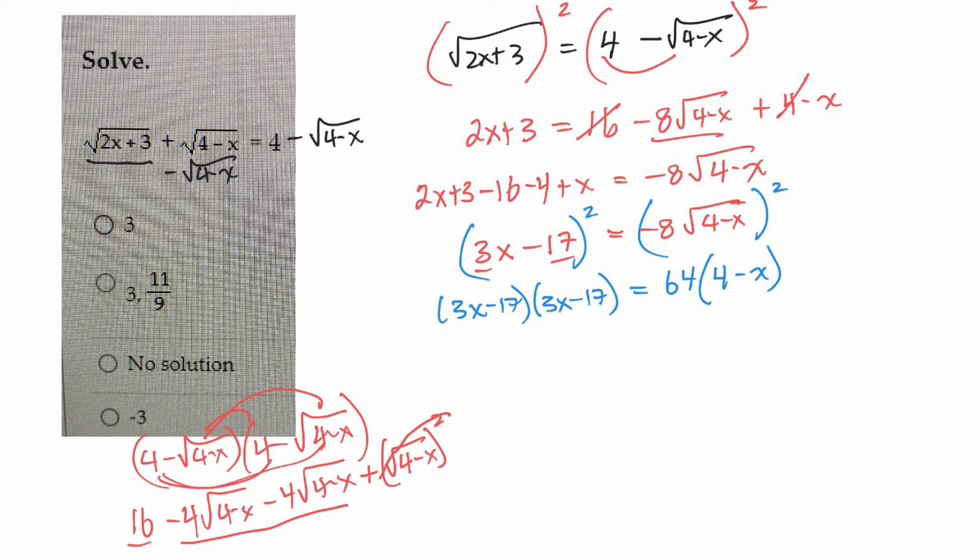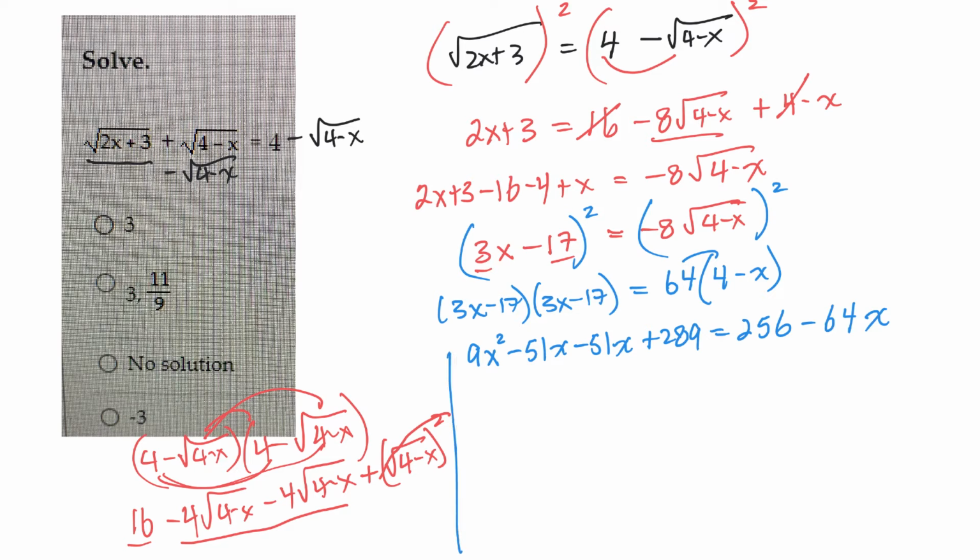Okay, FOILing. So I have 9x squared, that's 51. So minus 51x, minus another 51x, that's a big number. And then 17 times 17, what is that? 17 squared, 289. So plus 289 is equal to, this times this would be 256 minus 64x.